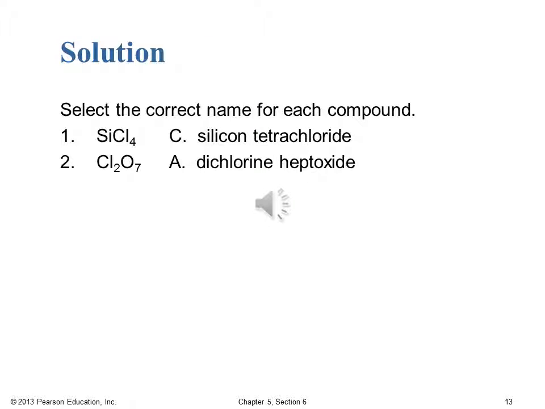Okay, so hopefully for number 1, SiCl4, you correctly identified that as silicon tetrachloride. For number 2, Cl2O7, that's going to be dichlorine heptoxide. Instead of heptaoxide, we got rid of the A and the O took over, so heptoxide. So choice A there, choice C for the first one.